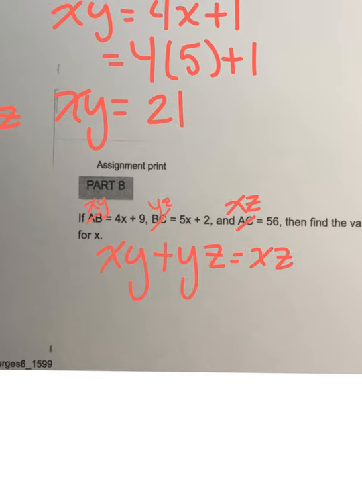Okay. So I know XY is 4x plus 9, YZ is 5x plus 2, and XZ is 56.